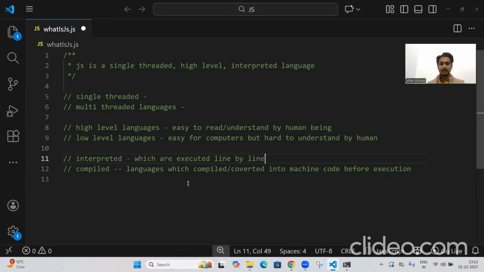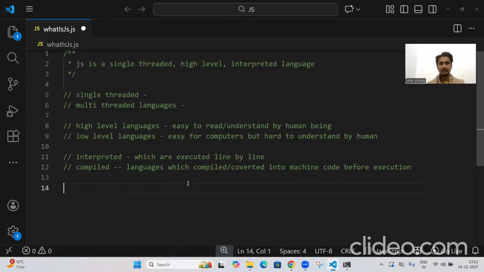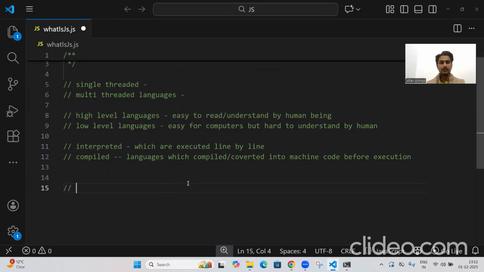Now let's learn a little history in brief. JS or JavaScript was created by Brendan Eich in 1995. Basically, he created this language within a span of 10 days.